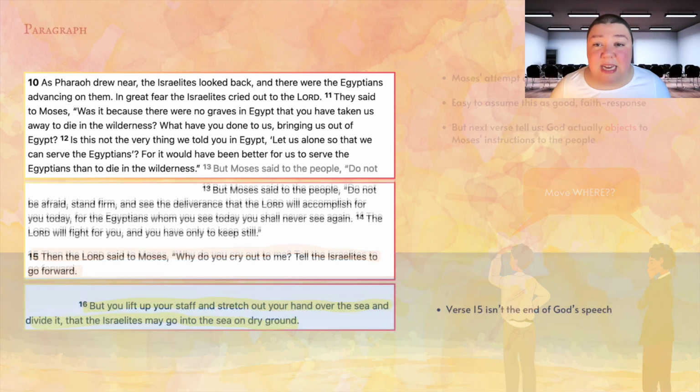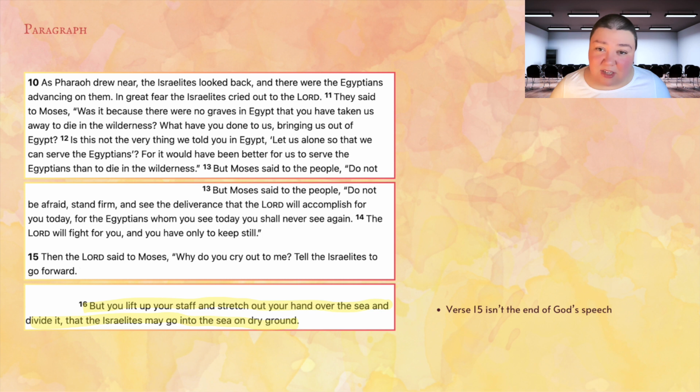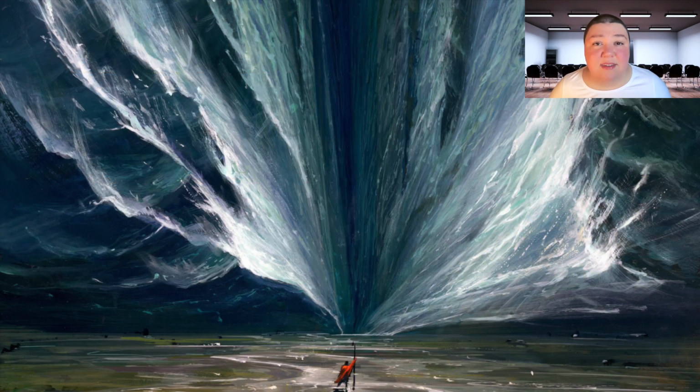Because verse 15 isn't the end of God's speech. He continues to speak in verse 16. "But you lift up your staff and stretch out your hand over the sea and divide it, that the Israelites may go into the sea on dry ground." What follows is God parts the sea, making a dry, safe path for the people to pass through to the other side.